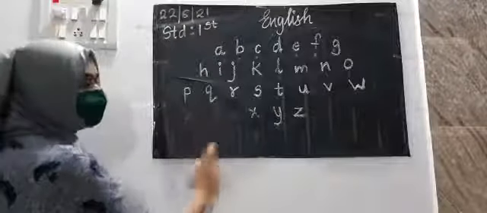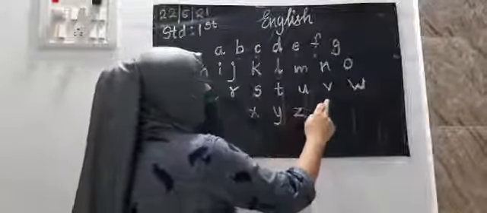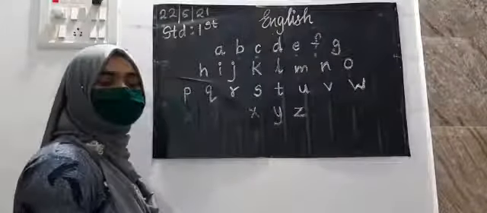Q for queen. R for rat. S for sun. T for tap. U for umbrella. Yes. Next is V. V for van. W for watch. X for x-ray. Y for yak. Z for zebra. Okay, you understand these small alphabets?